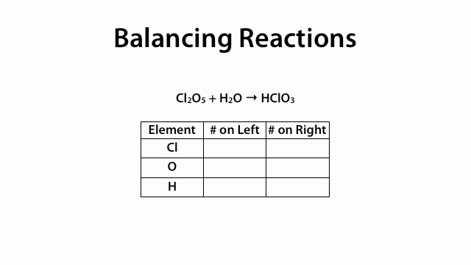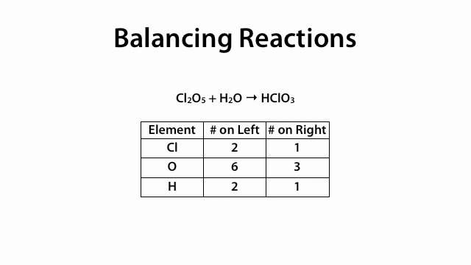From there, we're going to fill in the table to show how many of each element are on the left and how many of each element are on the right. So if we do that, we find that there are 2 Cl's on the left and 1 Cl on the right, 6 O's on the left and 3 O's on the right, 2 hydrogens on the left and 1 hydrogen on the right. As we can see, each element here is not balanced. So let's fix each element one at a time.